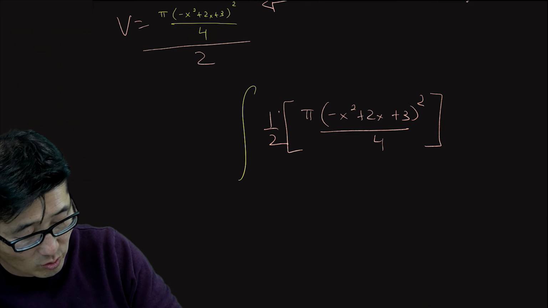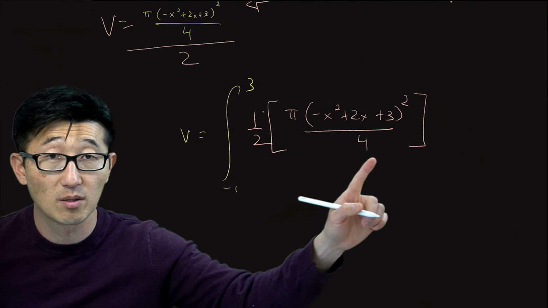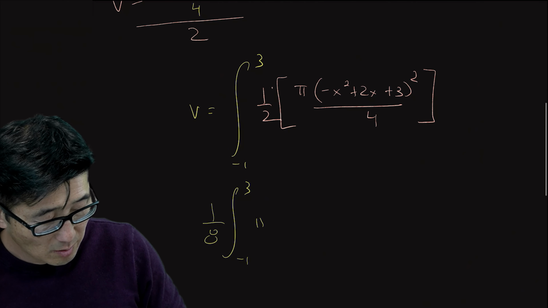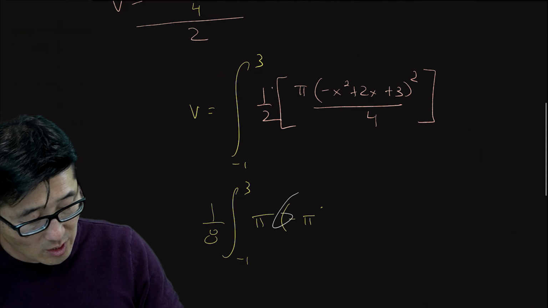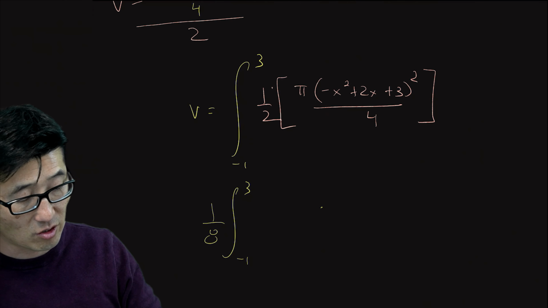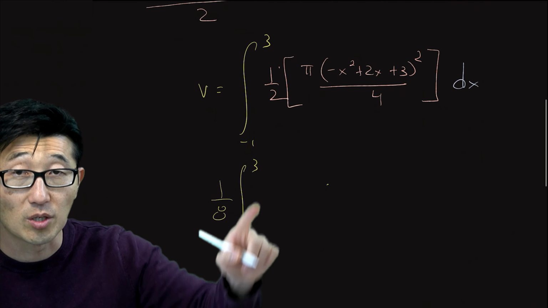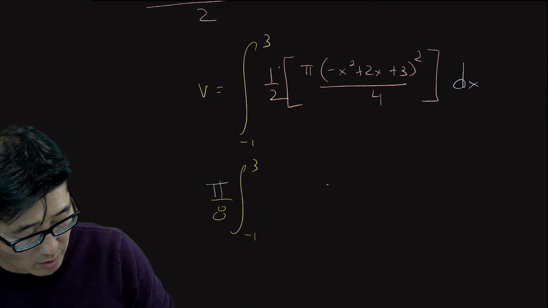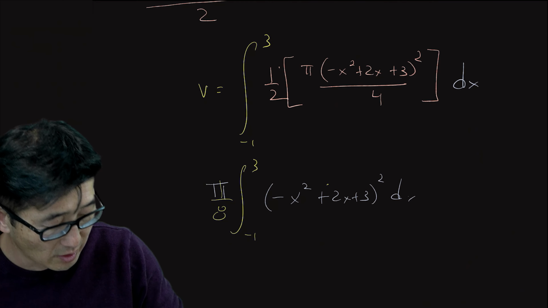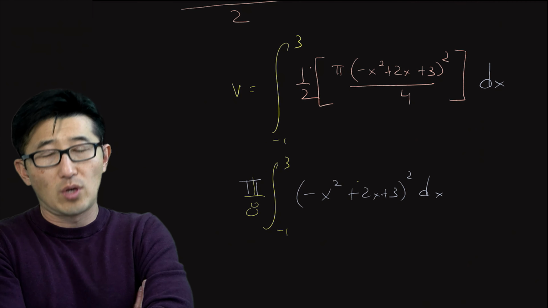We're going to attach the antiderivative, and we're going to go from -1 to 3, and this will give us our volume. Now I can simplify this a little bit. 4 and 2 makes 8. So this will become 1/8, from -1 to 3. I can bring the pi out as well. This is just a matter of simplifying. You can plug it into your calculator just like this, and you should still get the same answer. So I'm going to bring the pi out. So this right here will be pi over 8, and the rest will be just (negative x squared plus 2x plus 3) squared dx. Let me just double check everything. That's pi over 8.